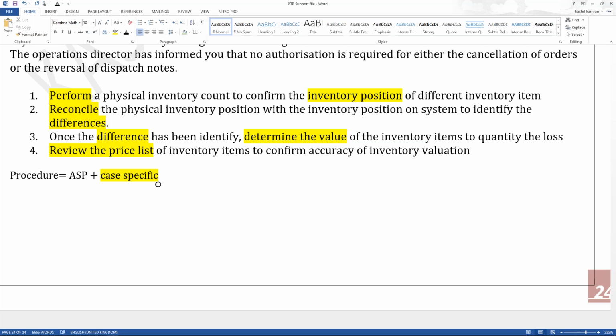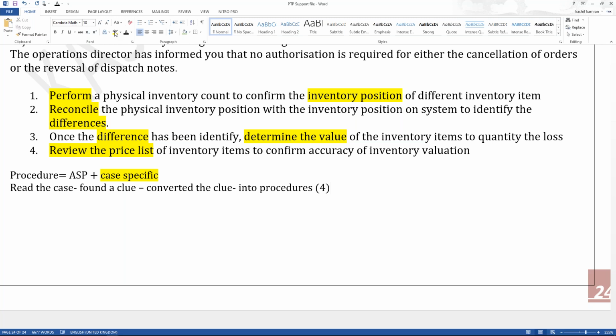So read the case. There might be a clue in the case. Find the clue in the case. If you find the clue in the case, convert the clue into a procedure. So what I did with you, I just read the case, I found a clue and I converted the clue into procedures. How many of them? 4 of them. And you have to continue with the list, number 5 and 6.